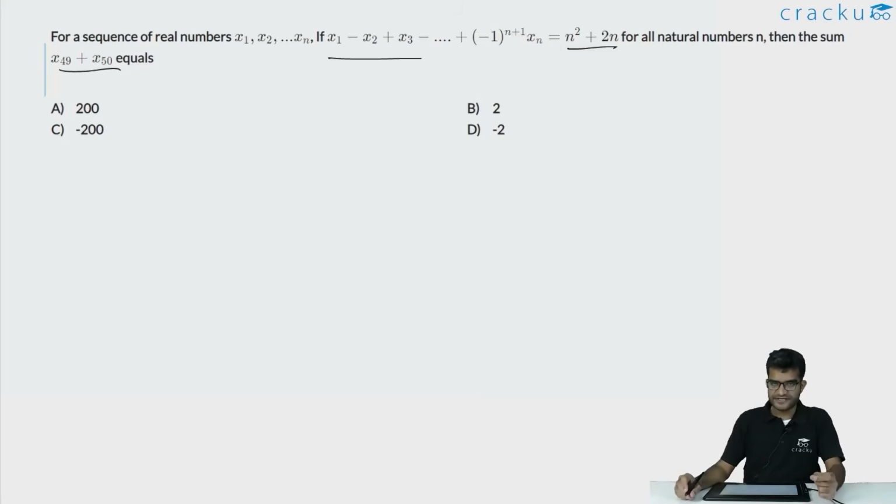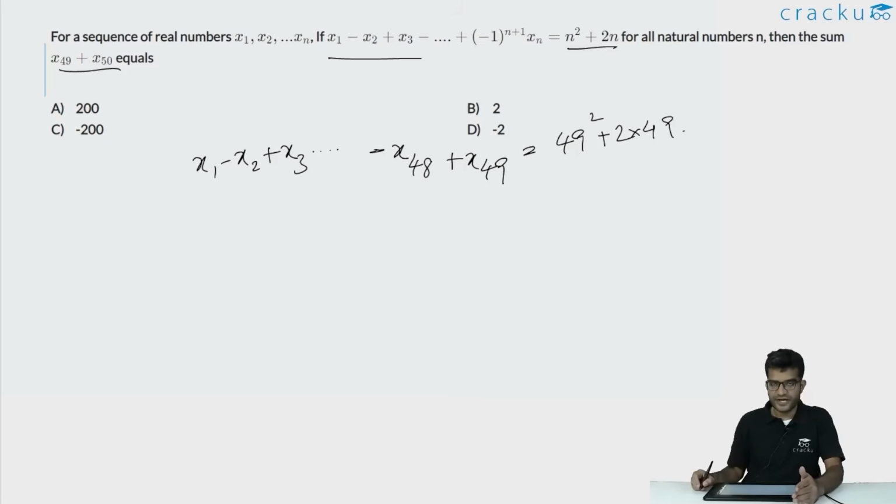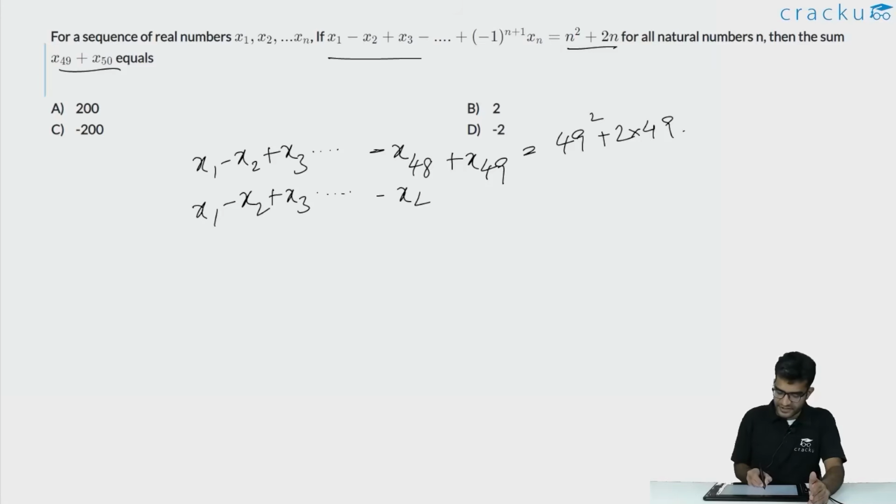If you are looking for x49, let us first write down x1 minus x2 plus x3 dot dot dot. The sign before the odd numbers is positive, the sign before the even numbers is negative. So minus x48 plus x49 is equal to 49 square plus 2 times 49. If you are trying to calculate the value of x49, we will write down the same equation, but here the last term will be minus x48. This will be equal to 48 square plus 2 times 48.